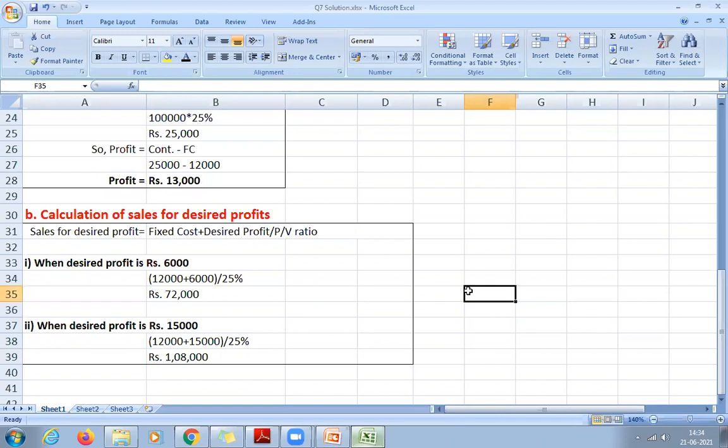Now if they want to earn more than 6,000, more than double of what we calculated earlier, earlier the profit target was 6,000 and they had to sell 72,000. Now profit is 15,000, so your sales also have to be more than that. Sales has to be 1,08,000. If they sell 1,08,000, they'll get the desired profit of 15,000.